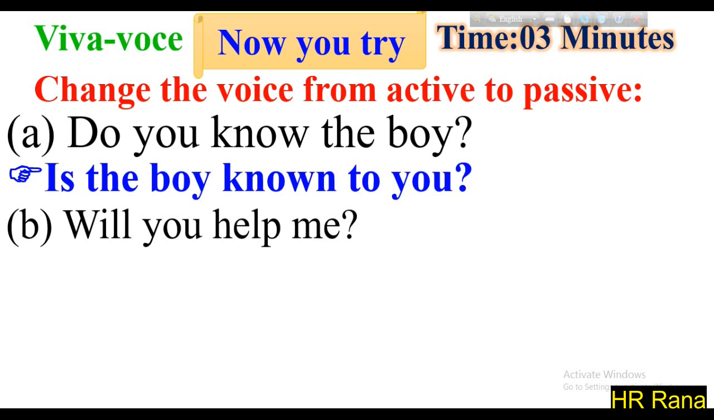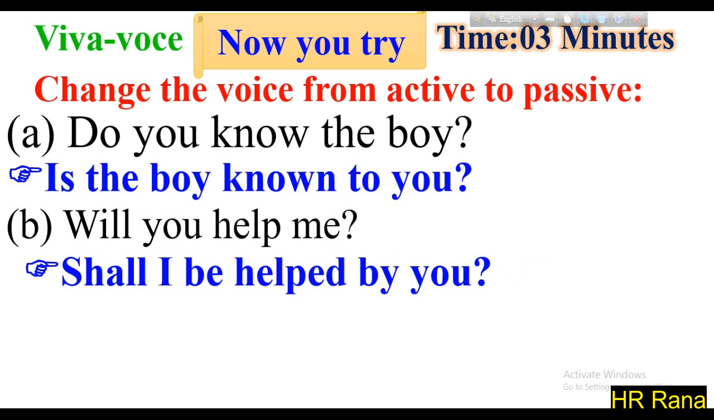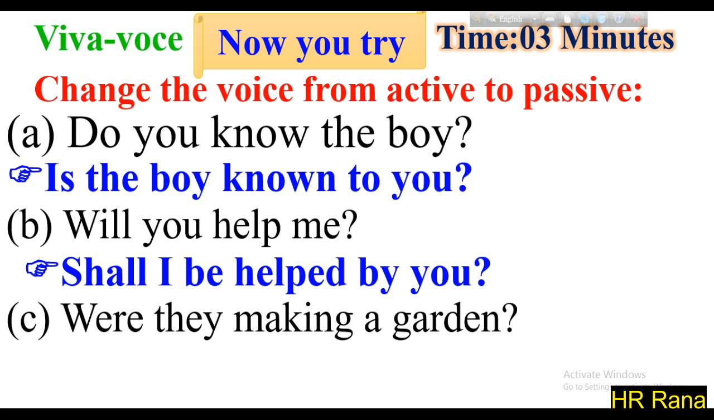Number B, will you help me? Can you tell me the answer? Anyone? Right, this is future indefinite tense, interrogative sentence. Shall I be helped by you? You can write will at first, no problem. In modern English, you can write will I be helped by you? Shall I be helped by you? No problem. Okay. Number C, why are they making a garden?